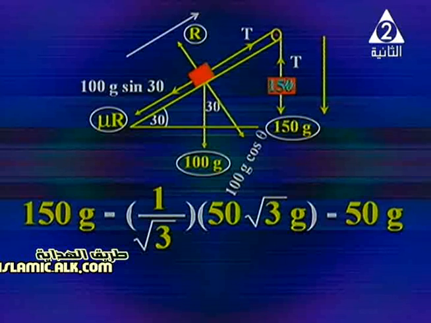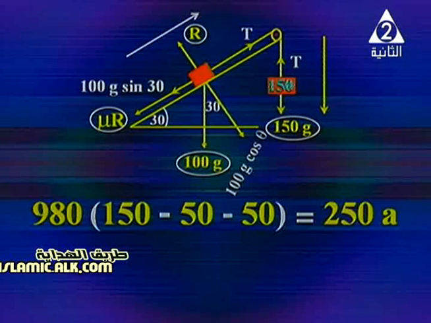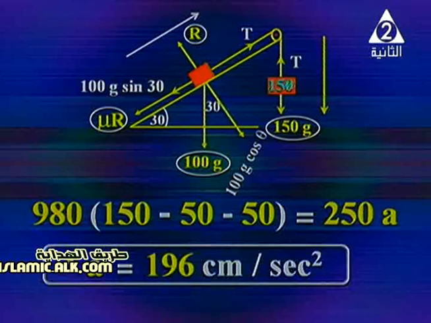By substitution, then 150 g minus 1/√3 multiplied by 50√3 g minus 50 g equals 250 a. Then find the value of a by substitution about g, 980. Then acceleration is 196 centimeter per second square.